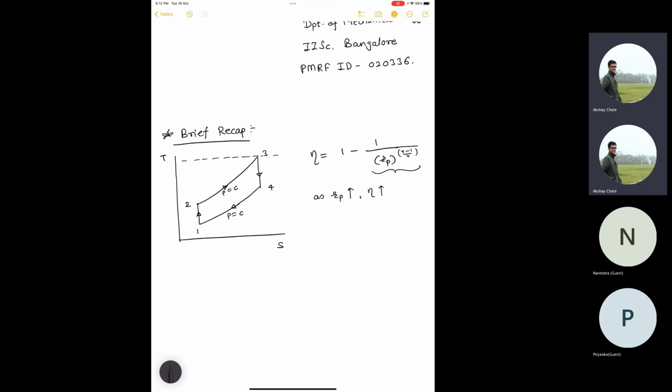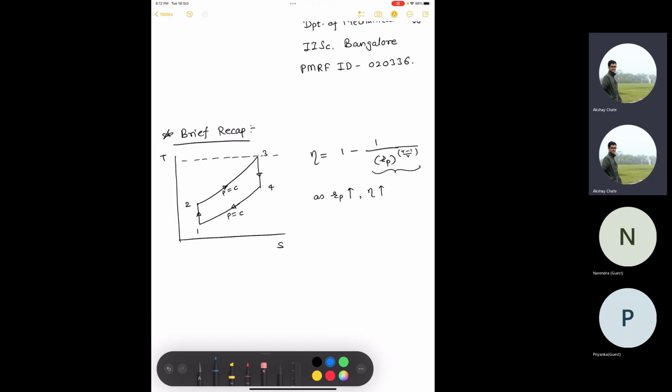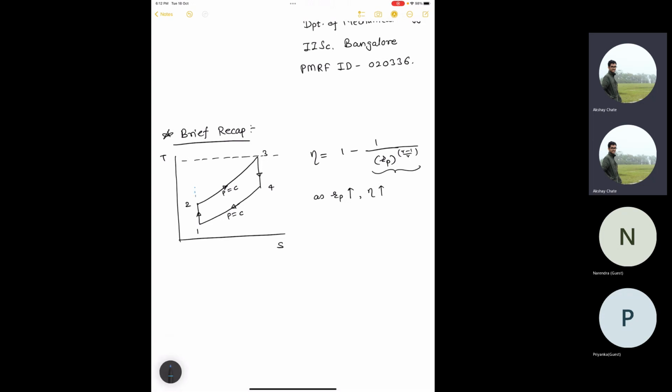So what you can do is, there could be one more variation of this cycle. I'll use a different color. Instead of compressing it till point 2, you can compress it till 2 dash, and this is 3 dash. You cannot go beyond P max or T max, and this will be your 4 dash. This is the same process, it's just that you are increasing your mean temperature of heat addition, so that results in higher efficiencies that you have observed by now.